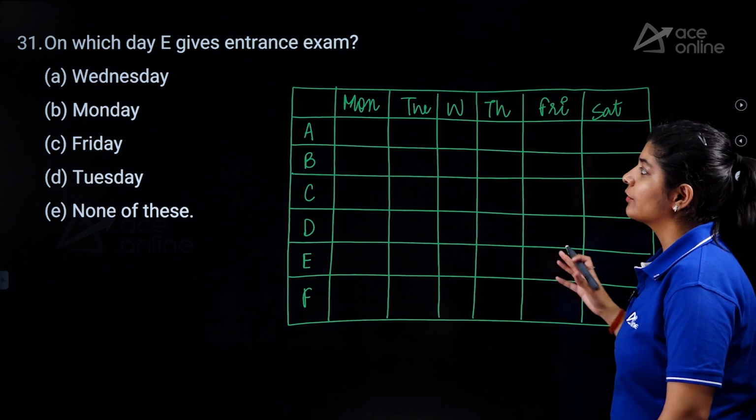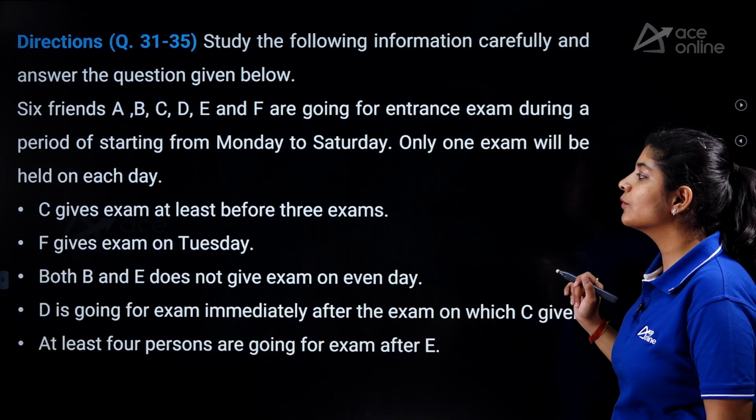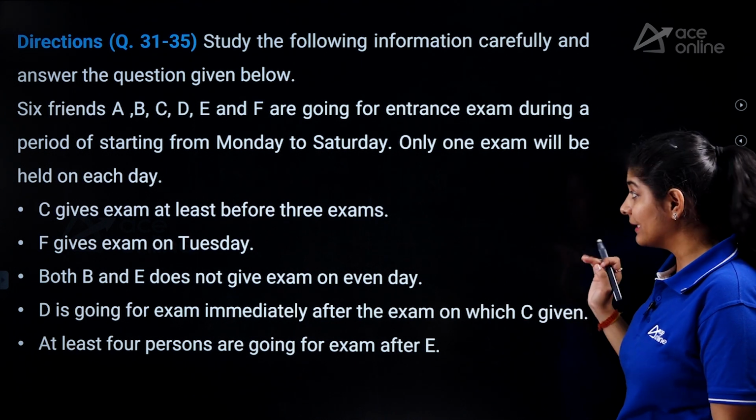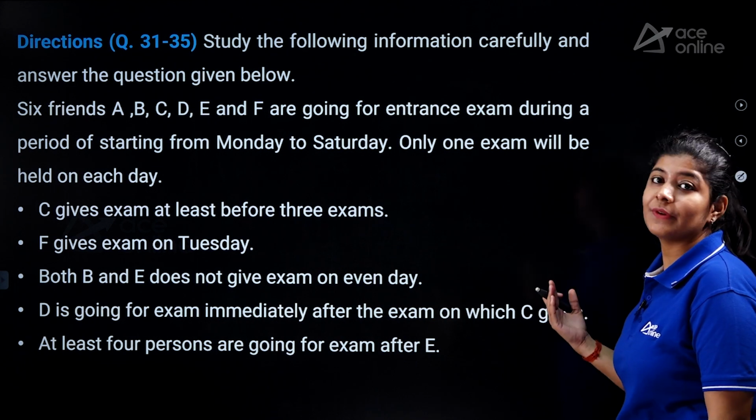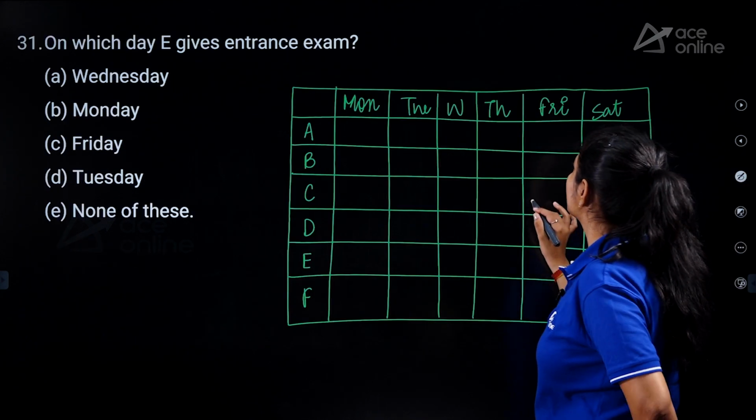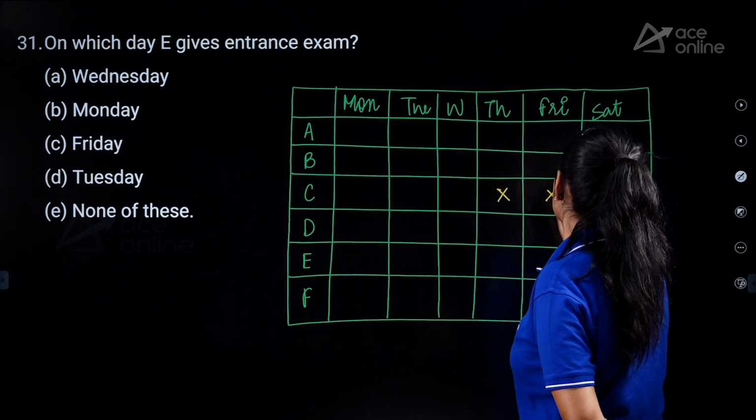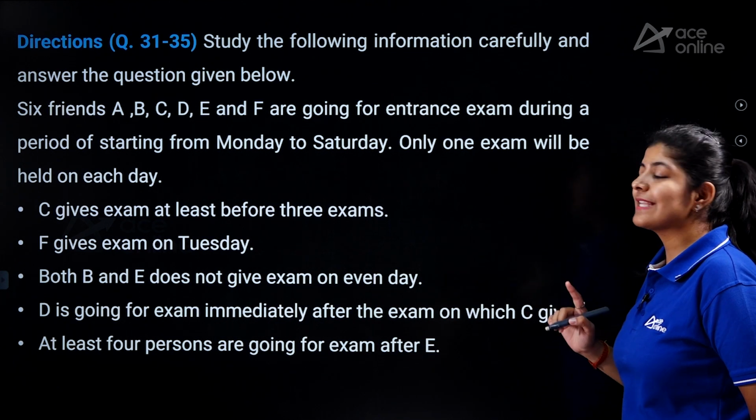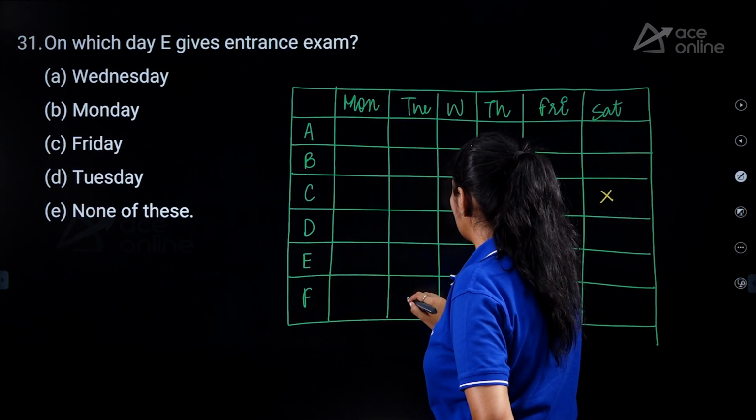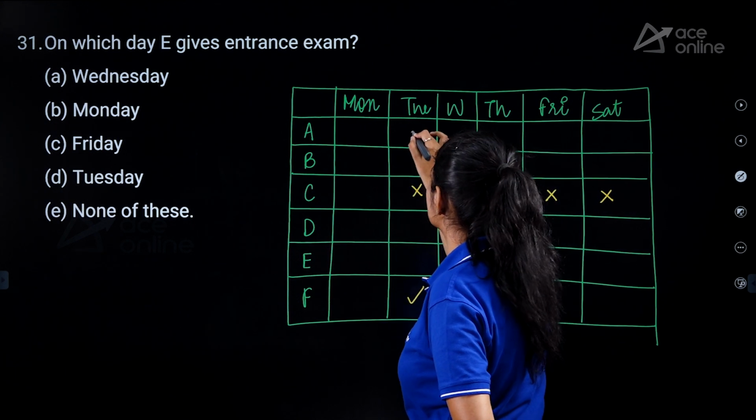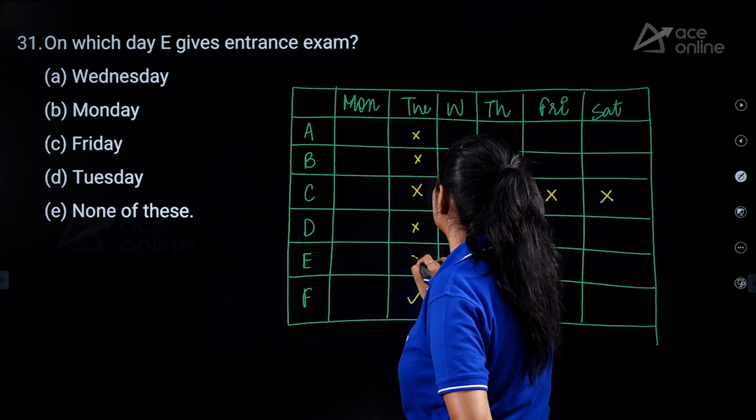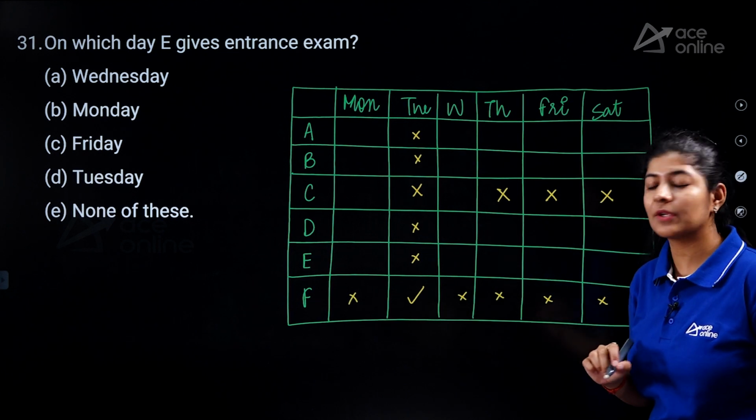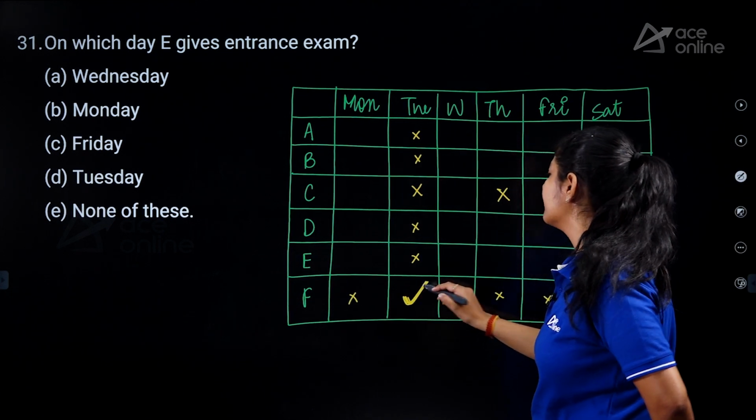Now we are going to draw clues on this particular table, right? So the first clue says that C gives exam at least before three exams. That means C is not going to give exams on Thursday, Friday and Saturday. Clear? Next. F gives exams on Tuesday. That means C is not over here also. And we just simply cross all the other things.